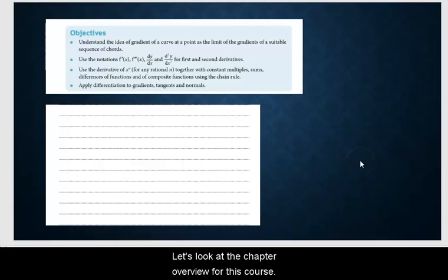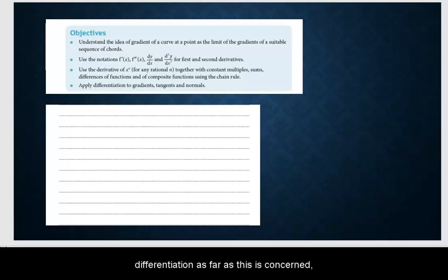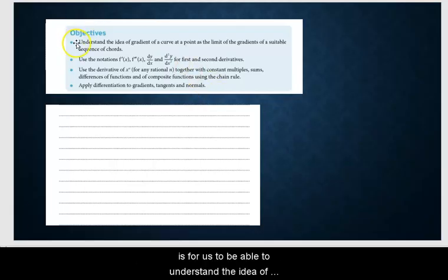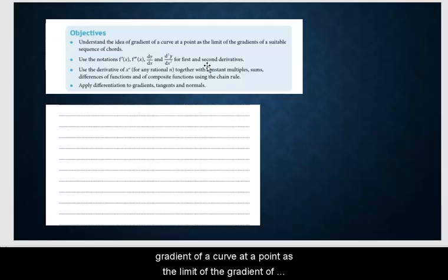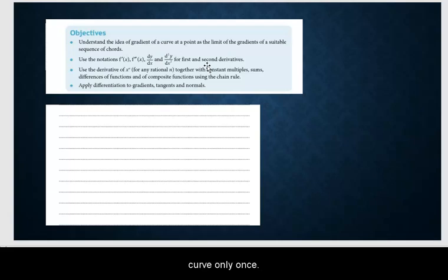Let's look at the chapter overview for this course. One of the objectives that we are going to focus on in differentiation is for us to be able to understand the idea of gradient of a curve at a point as the limit of the gradient of a suitable sequence of a curve. So we'll look at gradient, how we can find a gradient of a curve. On that, we are going to look at tangent line, and we know that a tangent to a curve is a straight line that touches the curve only once.